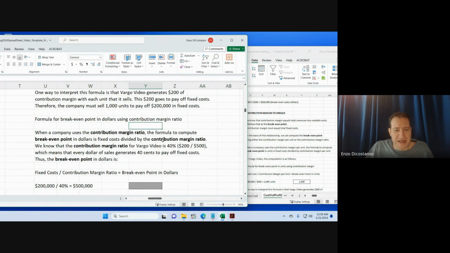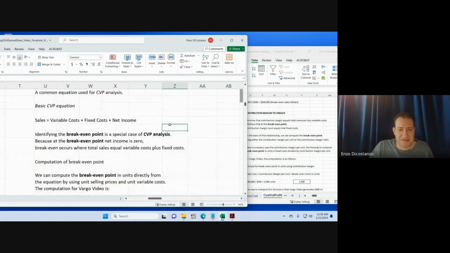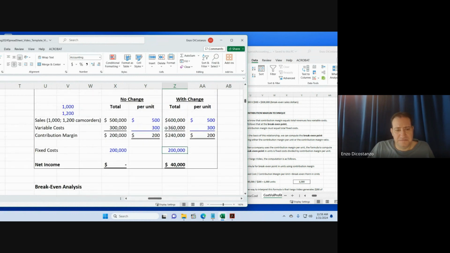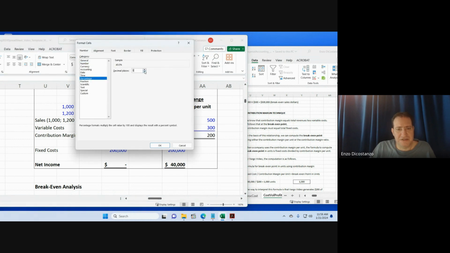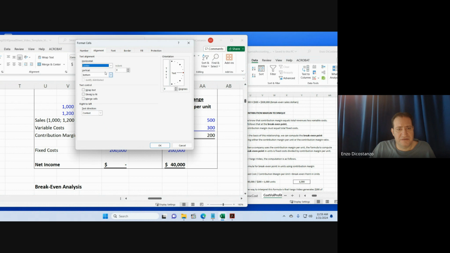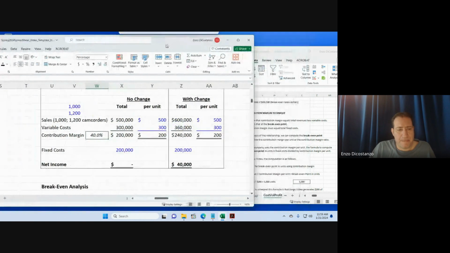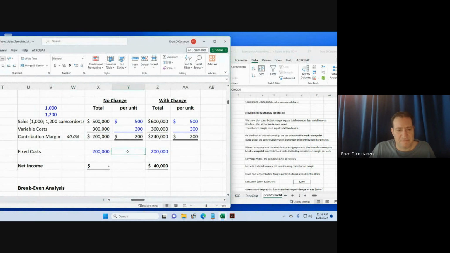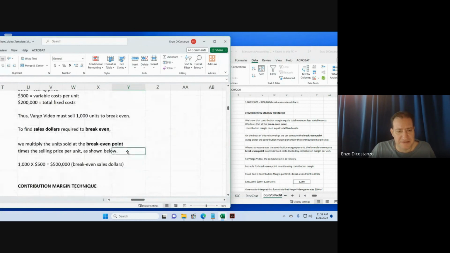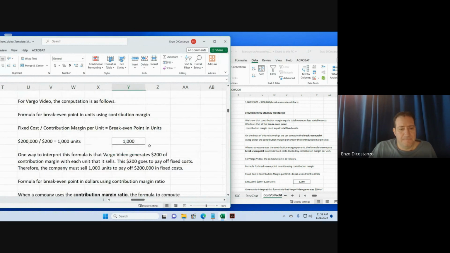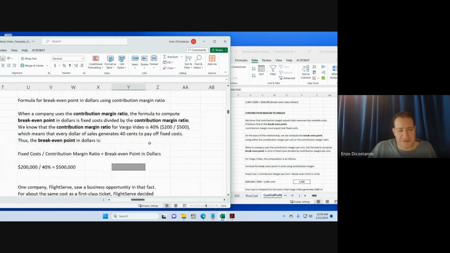So if the margin is 40%, did we put 40% up here someplace? Here, I could even do it here. All right, 200 over 500. Let's format this as a percentage with one decimal place, centered. You can make it italics and shrink it a bit. That's just 200 over 500, that 40%.